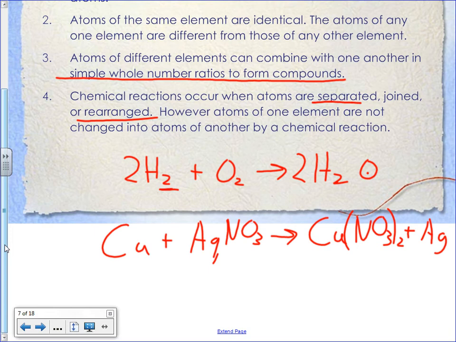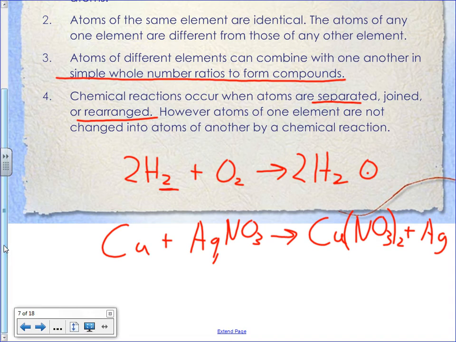But in the end, all it's saying here is things have switched places. They're still all in whole number ratios. There's 3 oxygens, there's 2 of these nitrate molecules, and there's 1 copper and 1 silver, same as there was on the other side. Everybody with me there?